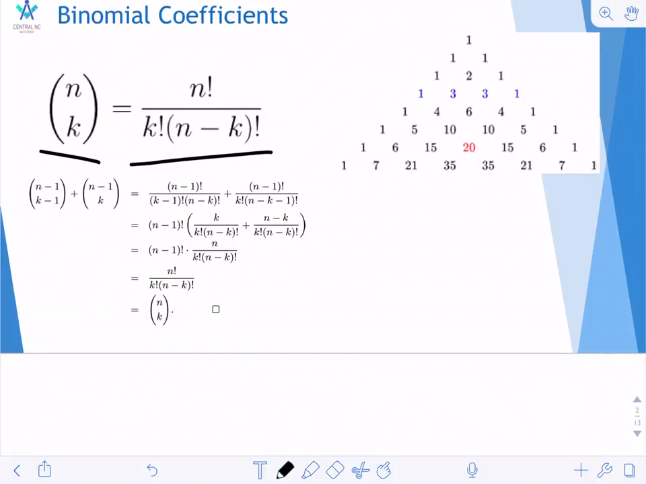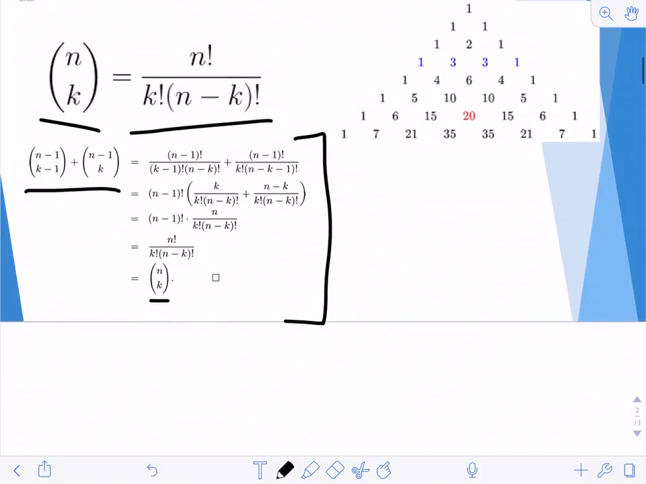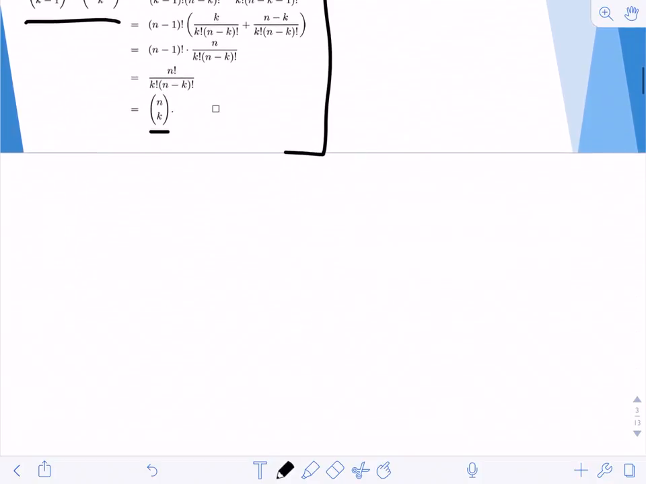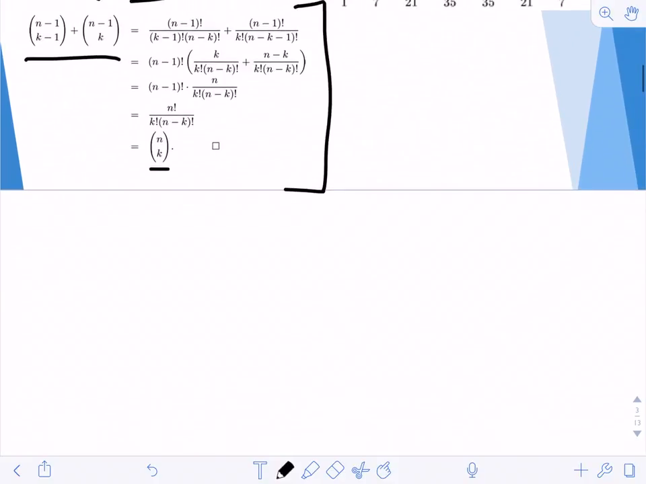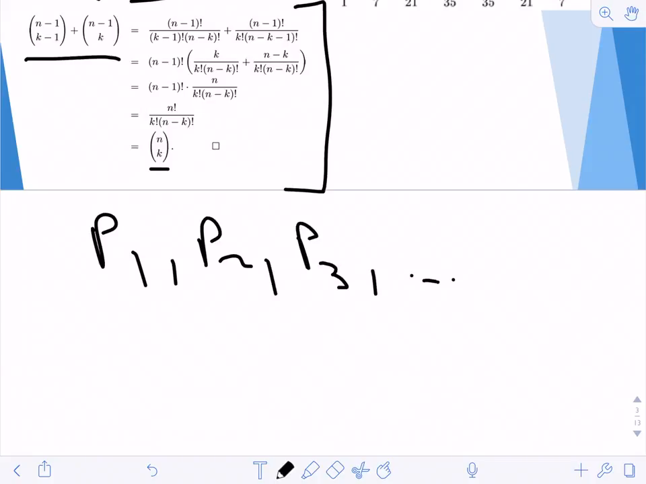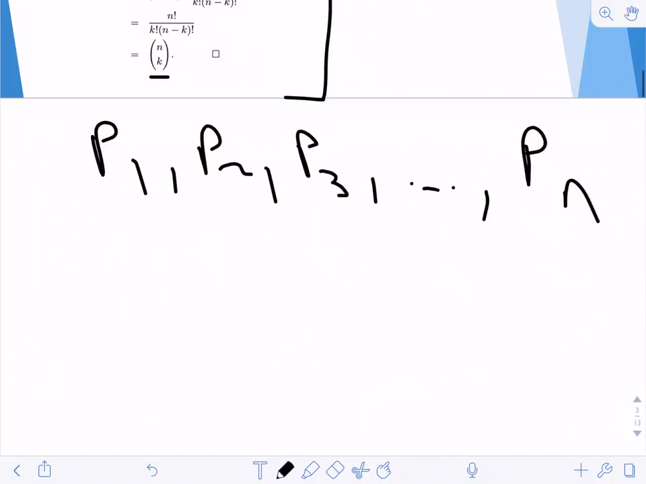Algebraically, that property of the triangle can be written as this equation: n minus 1 choose k minus 1 plus n minus 1 choose k equals n choose k. The algebraic proof is given here, but the more interesting proof is the combinatorial one, which can be shown as follows. Suppose you have n people, p1, p2, p3, all the way up to pn. Suppose we want to choose k of these people. There are obviously n choose k such ways to do so.